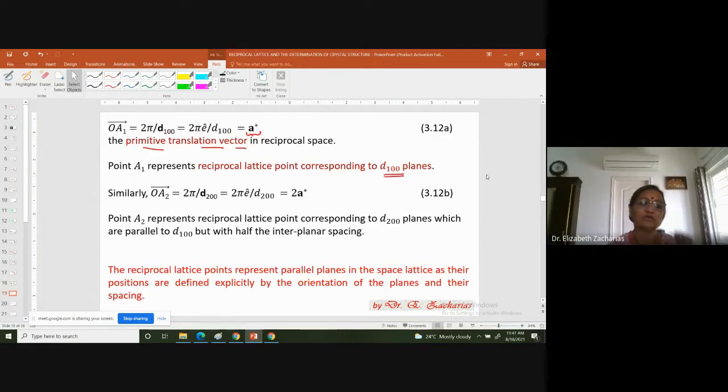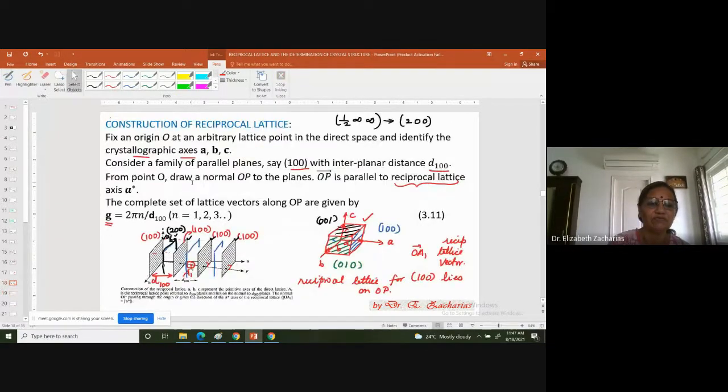Now we have to represent it by another reciprocal lattice point. So what we'll do is, a family consisting of all D200 should be represented by another point, another reciprocal lattice point. Where will that be? I'm going to draw here. Therefore, it is going to be here.